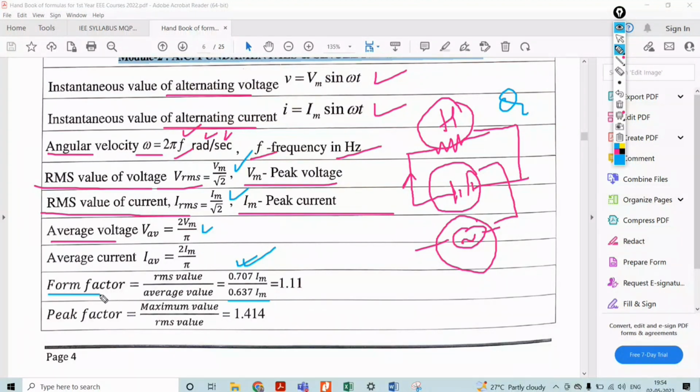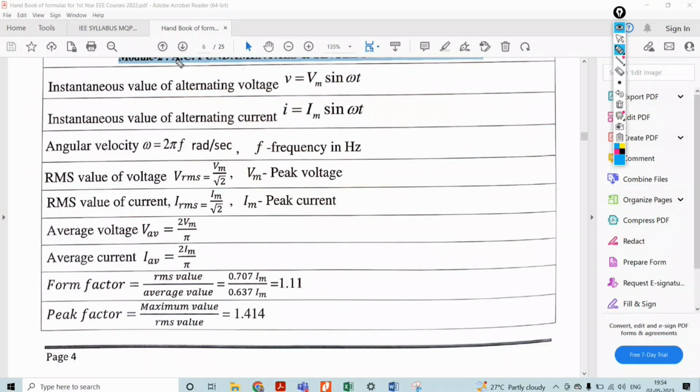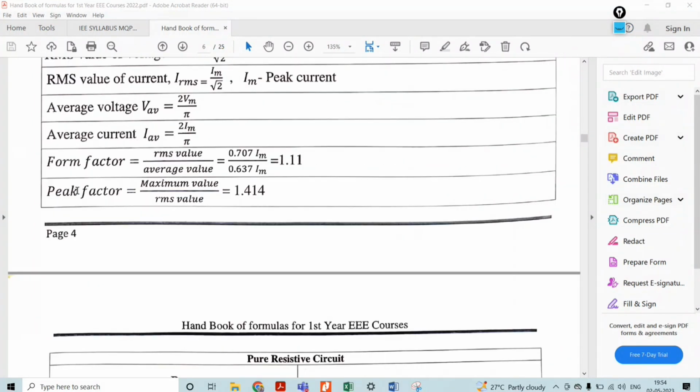Then form factor. What is the definition of form factor? The ratio of the RMS value to the average value of the alternating quantity is called the form factor. You have to write this equation and mention this. Then peak factor: the peak factor is the ratio of the maximum value to the RMS value of the alternating quantity, whether with respect to the voltage or the current. These things you have to remember. Those formulas are provided in the data handbook itself. Make use of these, then you can solve the numericals.